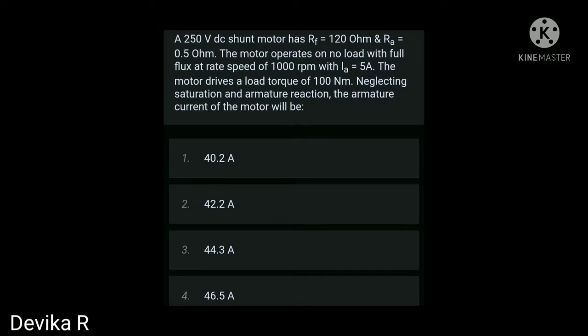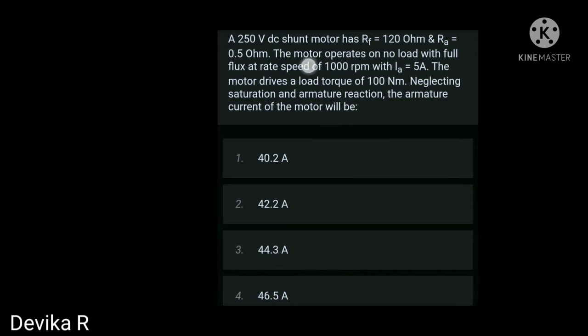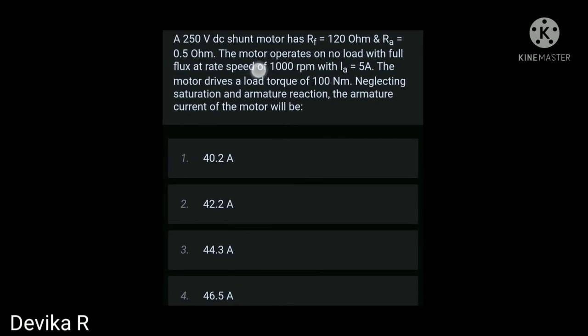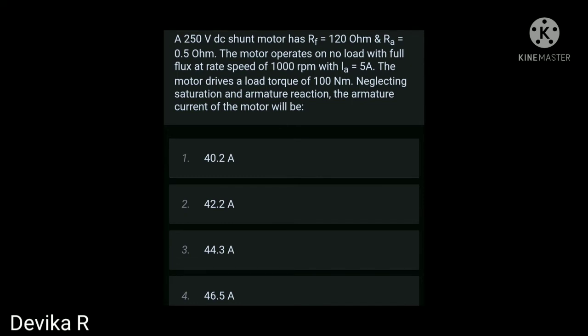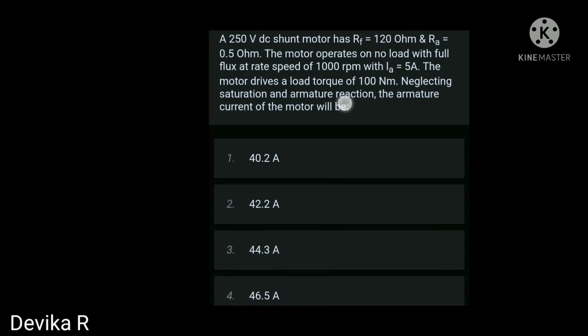Okay, next question: a 250 volt DC shunt motor has field resistance RF equal to 120 ohm and RA equal to 0.5 ohm. The motor operates on no load with full flux at a rated speed of 1000 rpm with IA of 5 amps. The motor drives a load torque of 100 newton-meter. Neglecting saturation and armature reaction, the armature current of the motor will be. First let's write what they gave: voltage, RF, RA and IA, and the rated speed and torque also. What they asked was the armature current of the motor.